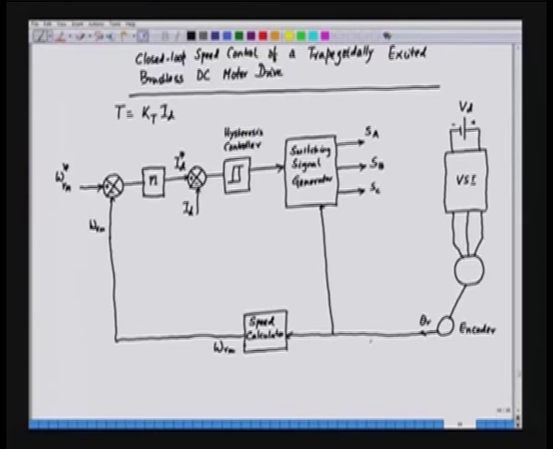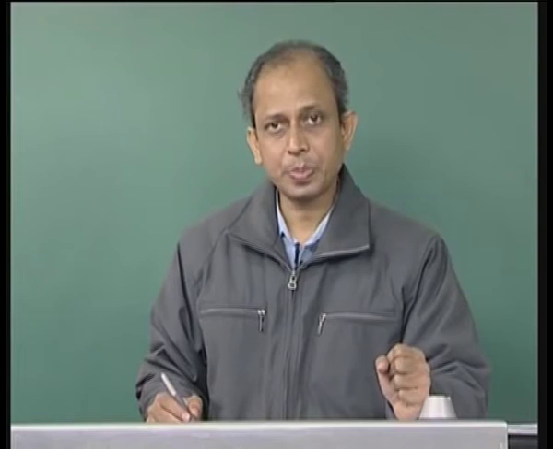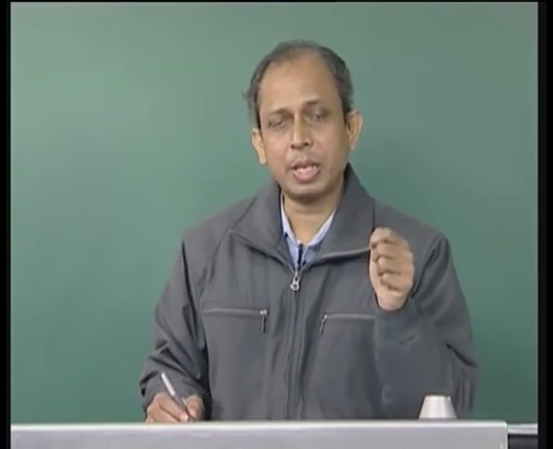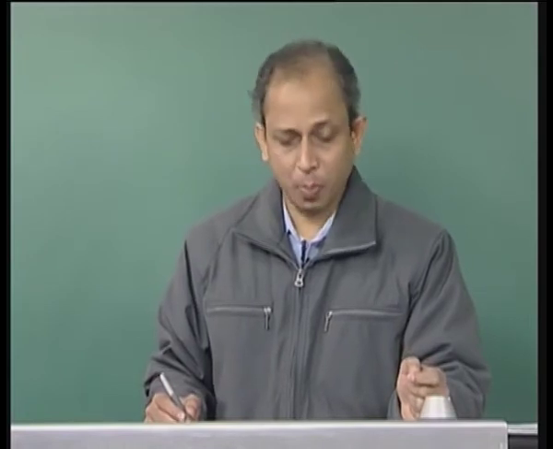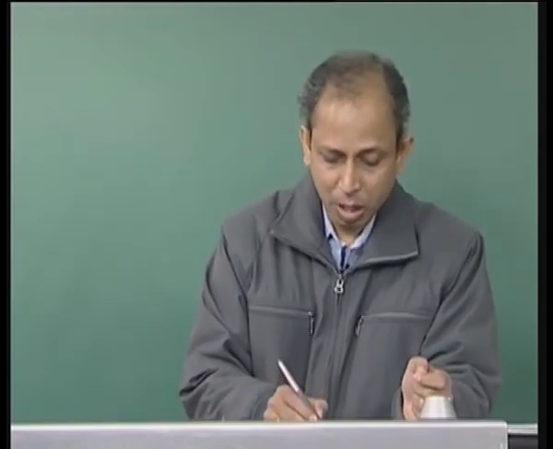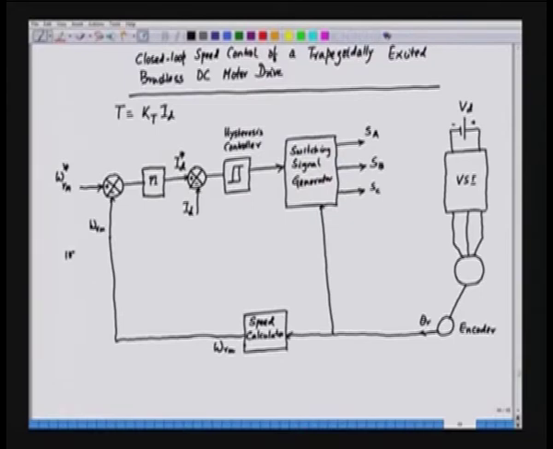Now, we know that we can also have braking operation. For braking, we want to reduce the speed. So, the braking operation is identified by a negative speed error. Suppose the speed is now 1000 rpm. If you want to brake the machine to 0 speed, this error will be negative, and accordingly we have to apply the signals in such a way that the torque will be negative.